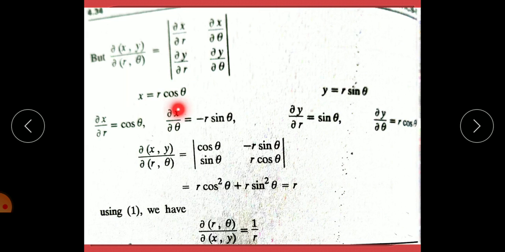So they have given x equal to r cos theta and y equal to r sin theta. So we are going to differentiate x with respect to r and theta. Likewise we are going to differentiate y with respect to r and theta. So ∂x/∂r equals cos theta. ∂x/∂theta, with respect to theta, is minus r sin theta. ∂y/∂r, with respect to r, is sin theta, and y with respect to theta is r cos theta.